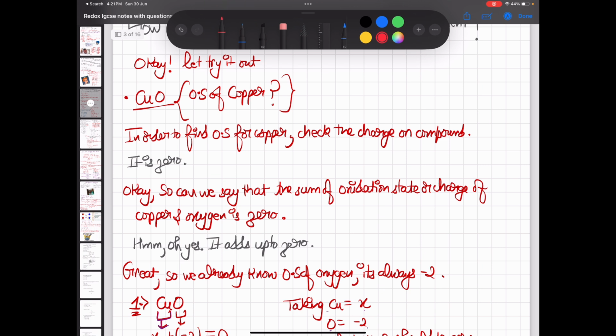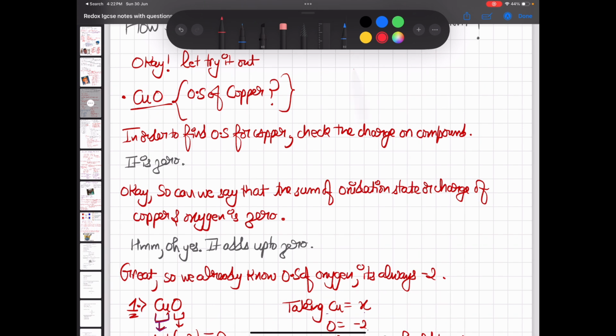So now, let's say we have copper oxide. We have to find the oxidation state for copper. How do we go about this? See, there is a simple point that copper oxide is written here. What is the total charge on this compound? 0. So I can say that the sum of charge on copper and oxygen is equal to 0. Assume it to be like a box. There is a box, total charge is 0, there is x and y.